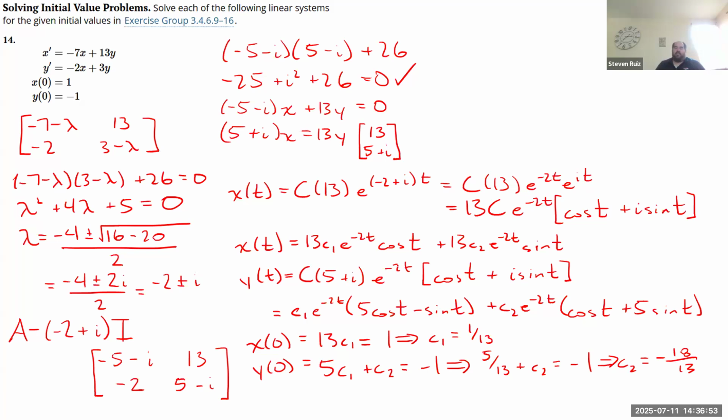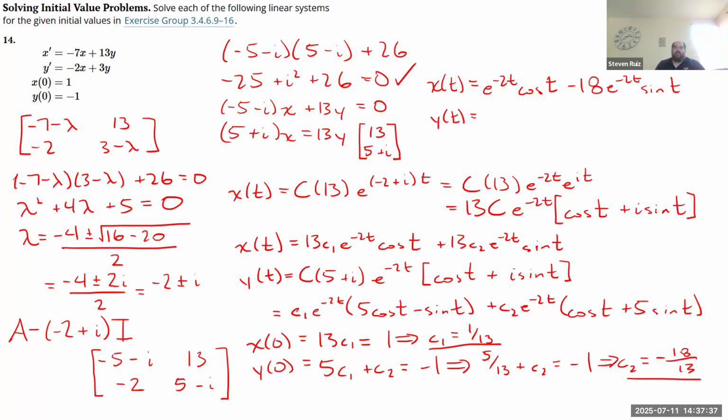All right, so all told, go back. We can drop in those constants. So C1 is 1/13. C2 is -18/13. So then, running out of space, let's try. What's x of t? x of t equals 13 times 1/13, so e to the -2t cosine t plus 13 C2. So that's -18 e to the -2t sine t.